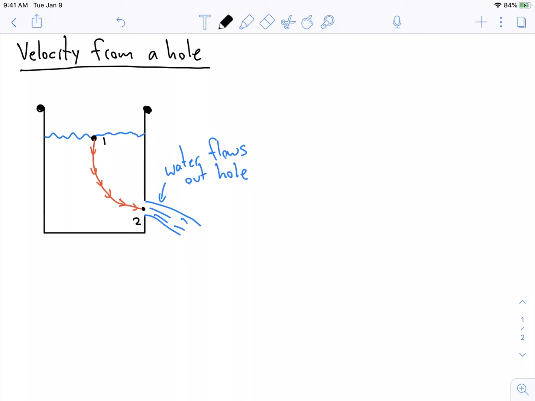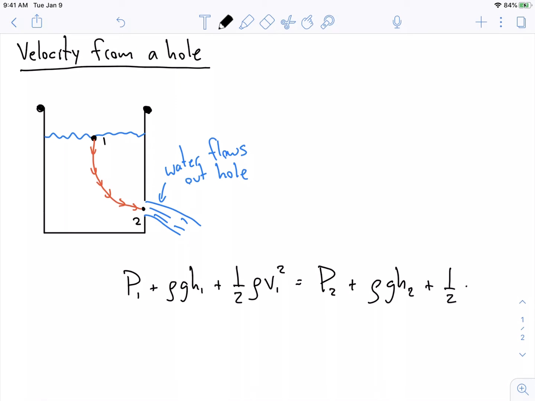So what does Bernoulli tell me? Bernoulli tells me that pressure plus some rho g h1 plus the fluid velocity term at point 1 is equal to the pressure at point 2 plus some component due to the height of the fluid at point 2 plus the velocity term at point 2. So we have to figure out a bunch of things about this problem.